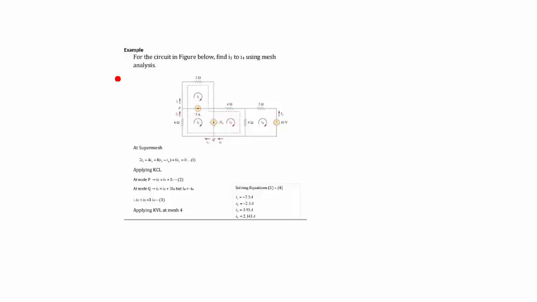Alright. So note that there are 2 super meshes that are involved. So we remove these 2 and this becomes only 1. So if you look at it, now this is 2I1 plus 4I3 plus 8 into I3 minus I4 plus 6I2 will give me 0.